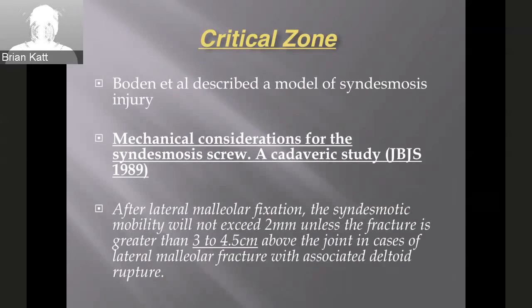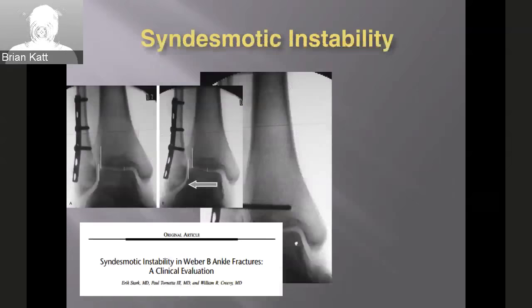So the last thing we'll talk about is a syndesmotic injury, as it relates to these Weber B fractures. The rule of thumb for many years was this critical zone. If you had a fibular fracture in the setting of a ruptured deltoid, and the fracture started 3 to 4.5 centimeters above the ankle joint, then you needed to address the fibular fracture, but also put in syndesmotic screws to account for the disruption of these ligaments. But this thought process has changed over time.